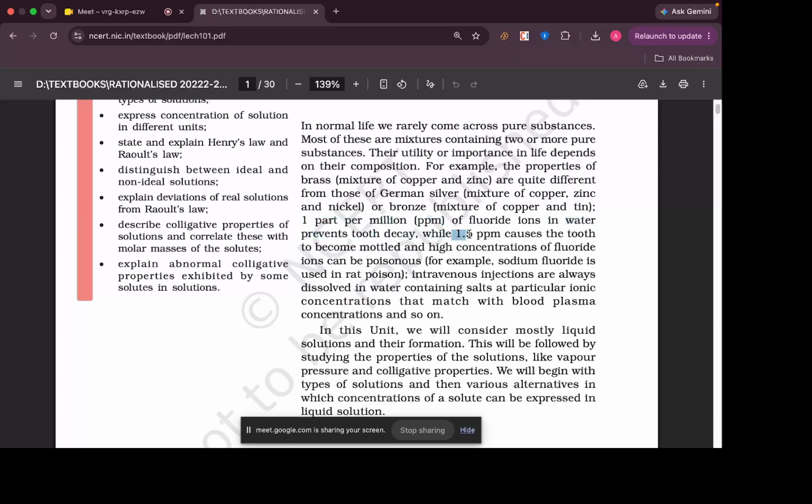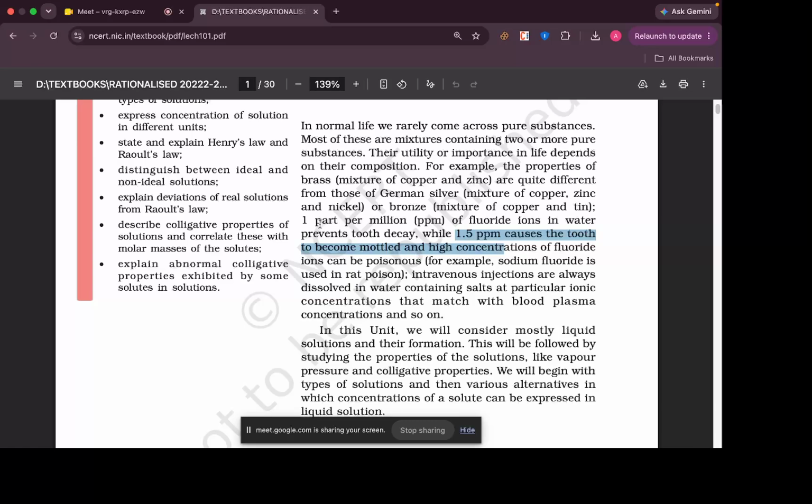While 1.5 ppm causes the teeth to become mottled and a high concentration of fluoride ions can be poisonous. Now see how small the change is. 1 and 1.5. Very small change. You will feel, oh, what happens if I take 1.5 ppm? It will save my teeth more. No, it is poisonous. So these are the minute points you have to also keep in focus.